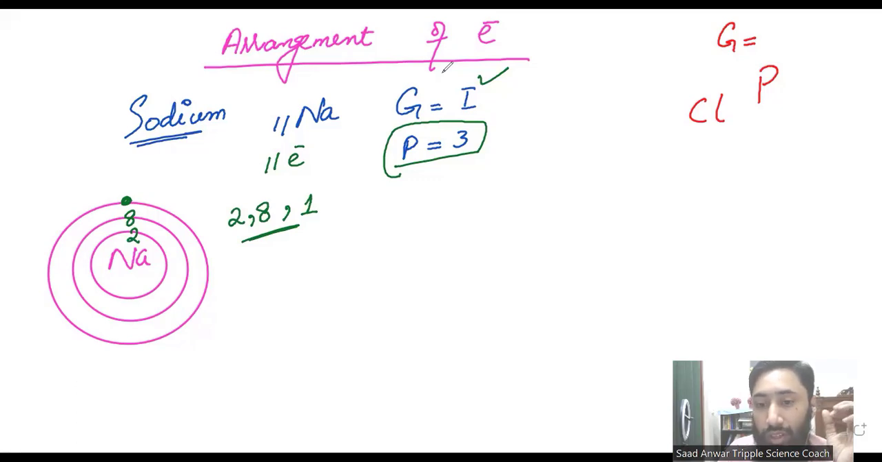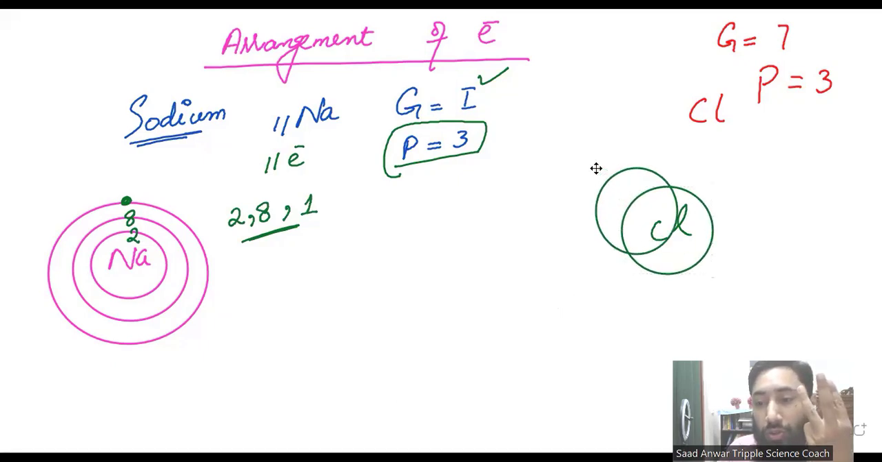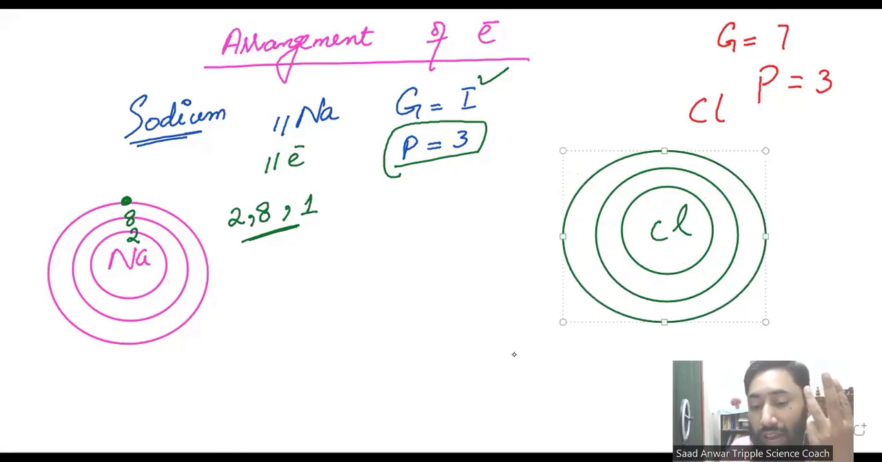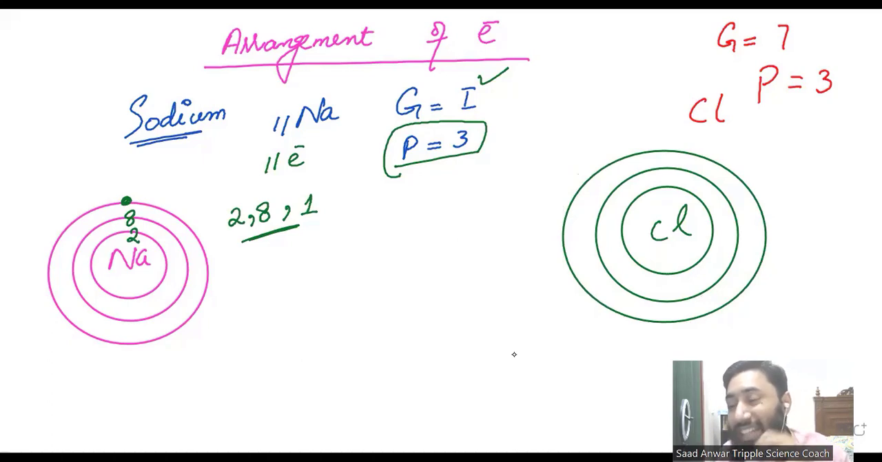If you open the periodic table, you can see. Good. Group number is 7 and period number of chlorine is 3. Remember guys, period number of chlorine is 3. So in chlorine, I need to draw 3 shells: 1, 2, 3. In the previous class, we learned how to arrange electrons in detail.